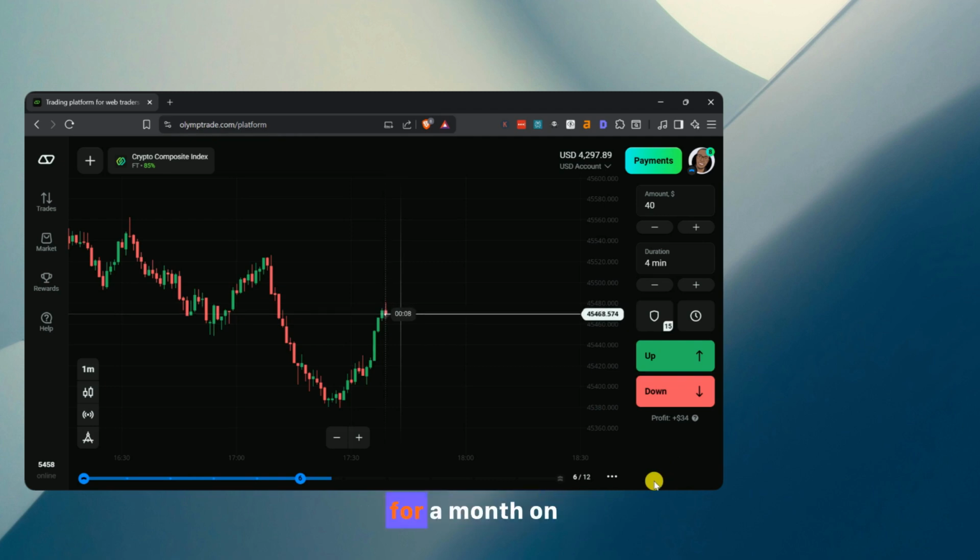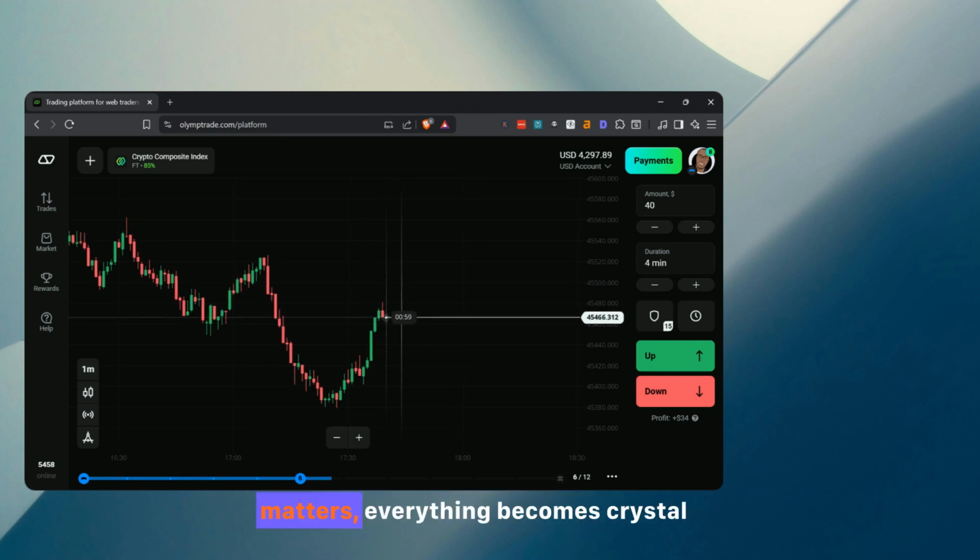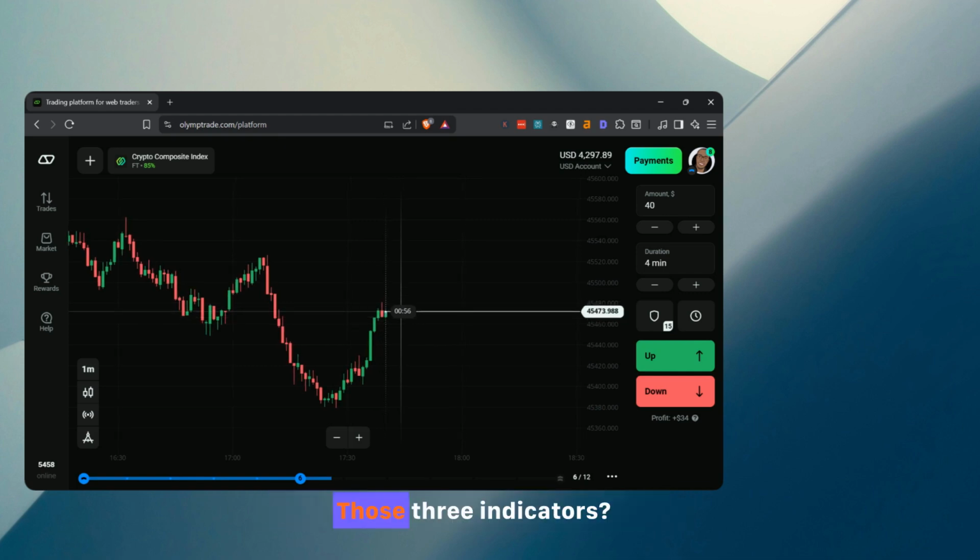Well, I tested it for a month on Olymp Trade's demo account, and my win rate jumped from 43% to 71%. Turns out, when you remove the noise and focus on what actually matters, everything becomes crystal clear. Those 3 indicators, RSI, MACD, and EMA. The same ones I'm about to teach you.